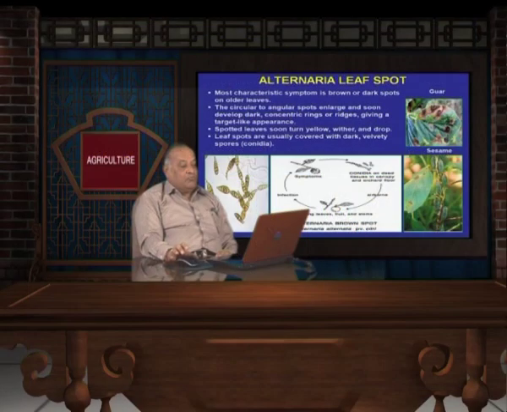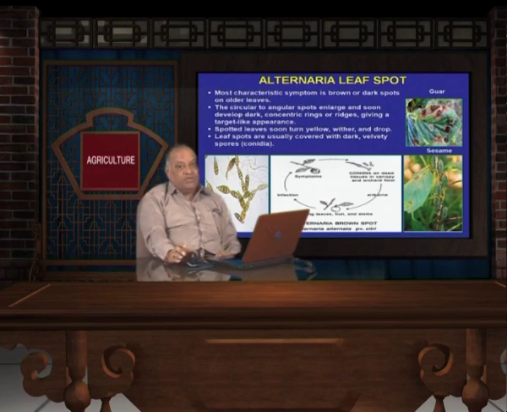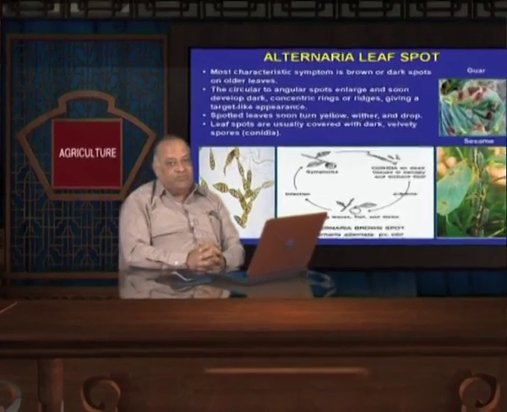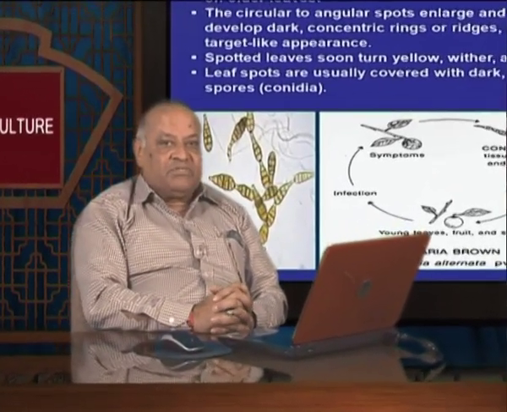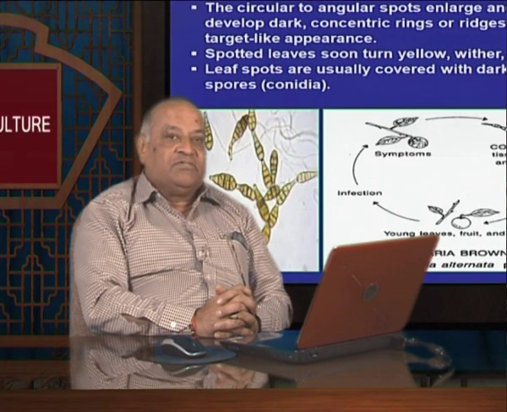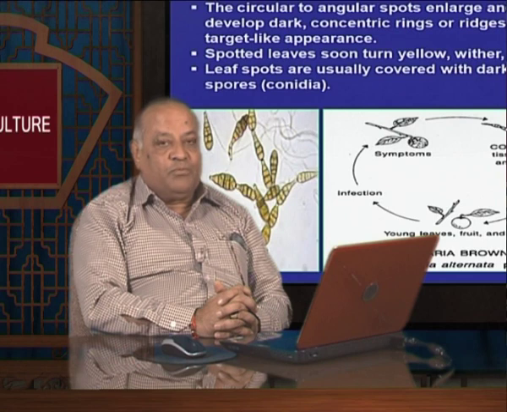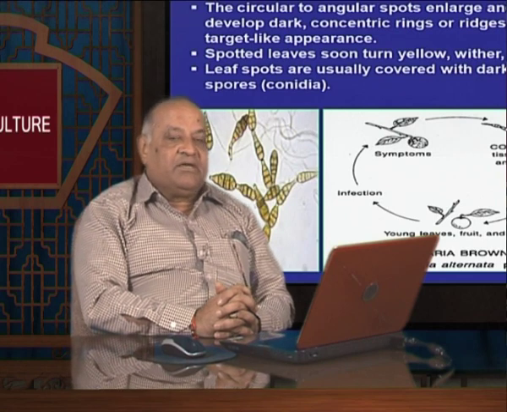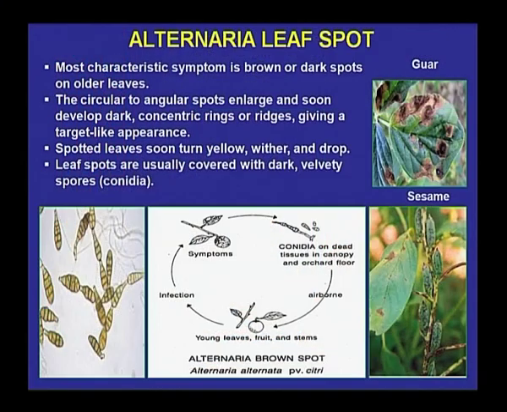Then we come to the Alternaria leaf spot. I have taken this as a representative of the Deuteromycetes, or Fungi imperfecti. There are a large number of pathogens in Fungi imperfecti which cause diseases of economic importance in plants and crops. Here I am taking only Alternaria as a leaf spot. The most characteristic symptom is a brown or dark spot on older leaves, and you see the circular or angular leaf spots enlarge and soon develop dark concentric rings and ridges, giving a target-like appearance.